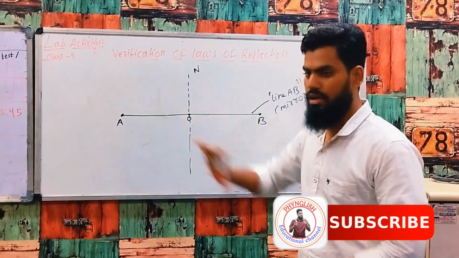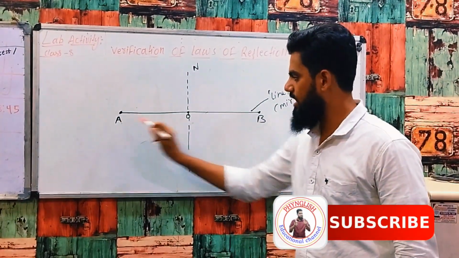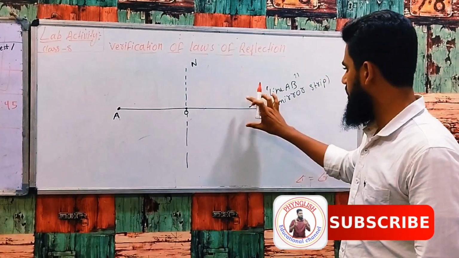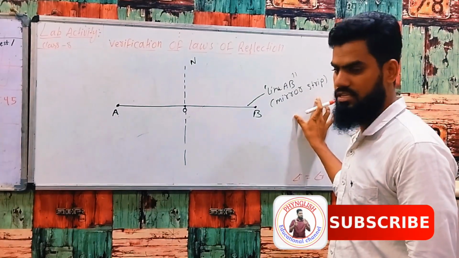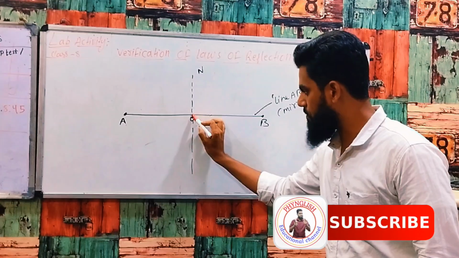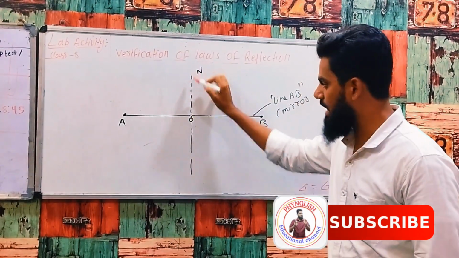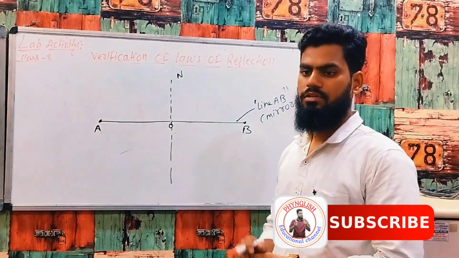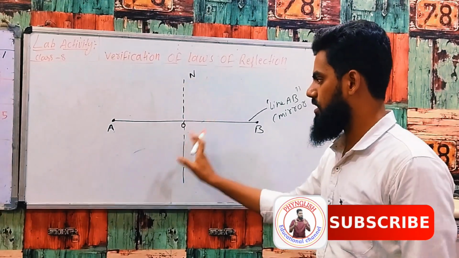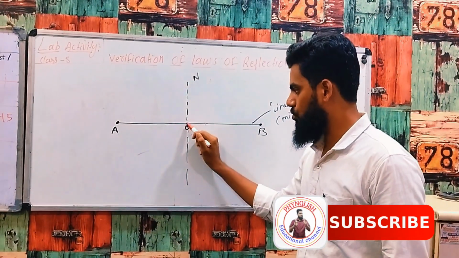First we have to draw one line, that is A and B. This line AB is called mirror strip. Okay, this is mirror strip. Then take one center point, that is O, and this line normal. Okay students, so we have to draw one normal at point O.